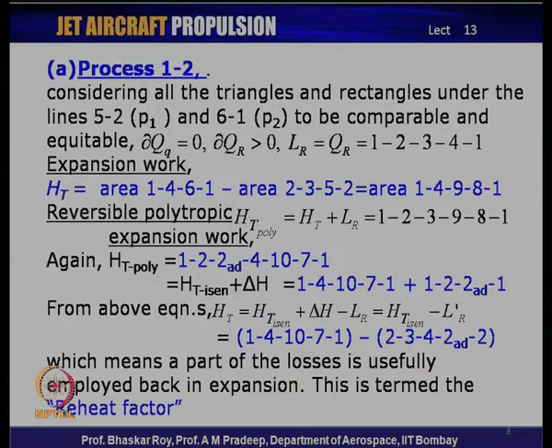Which means a part of these losses is somehow getting usefully employed back in the process of expansion, and this is what is often termed a reheat factor, which we mentioned a little earlier: some of the losses that occur in a turbine do transform themselves into heat internally, and if that happens, then that heat is available for expansion purposes, and one can say that it is gainfully employed for the purpose of expansion. So, that is what may happen in a polytropic process.